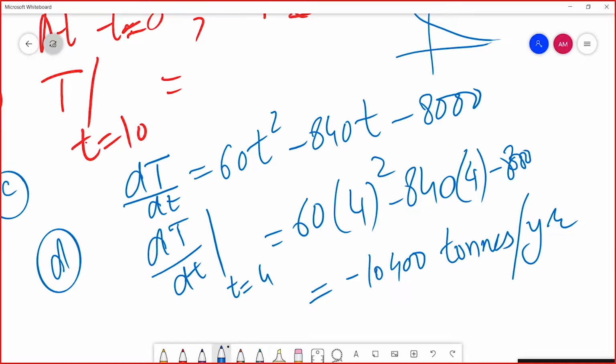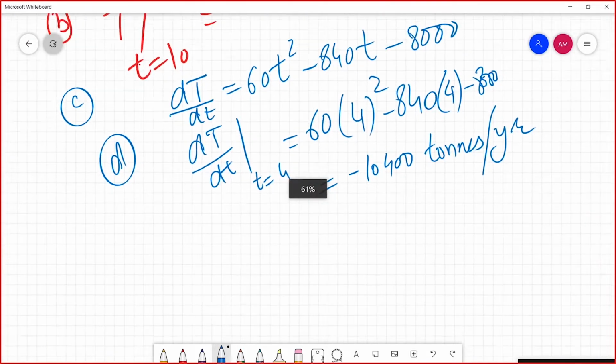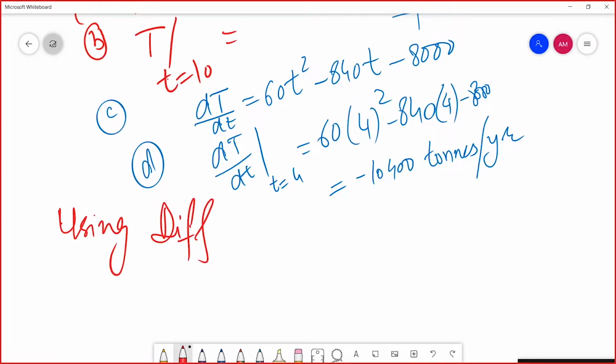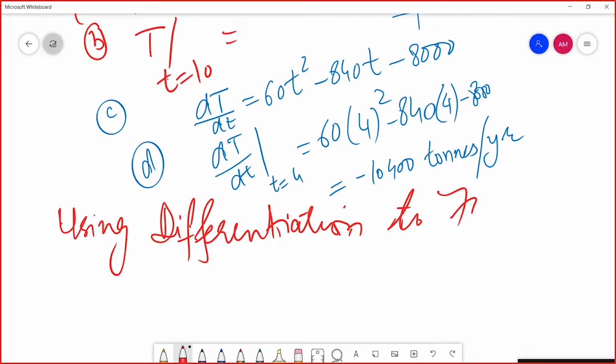Okay, we move to the next part because that is more tricky and we try to understand that. That is using differentiation to locate stationary point. So let me write that. It is using differentiation to find stationary point. What is meant by stationary point?